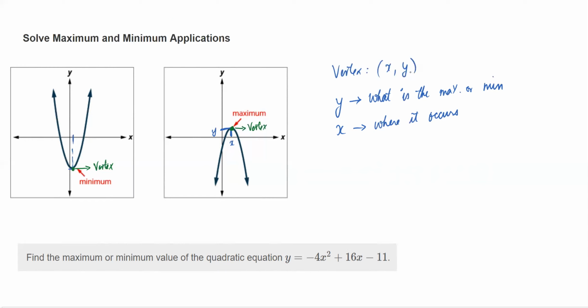So in a word problem, you may be asked to find out the maximum or the minimum, in which case, if that's what they're asking you to do, they're basically asking you to find y. If they're asking you where it occurs, then they're asking you to find x. So we need to answer the question very clearly and carefully. Okay?